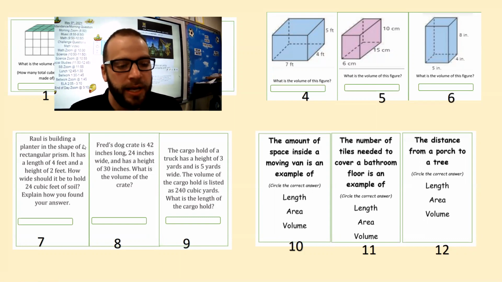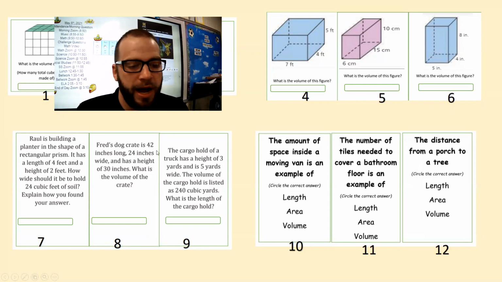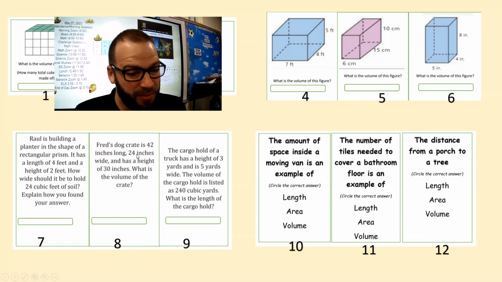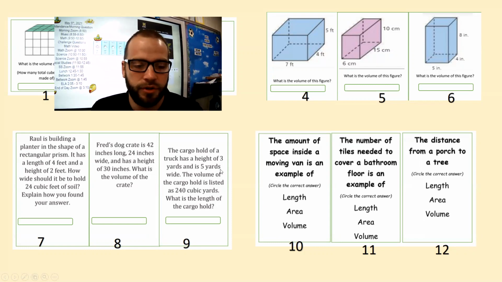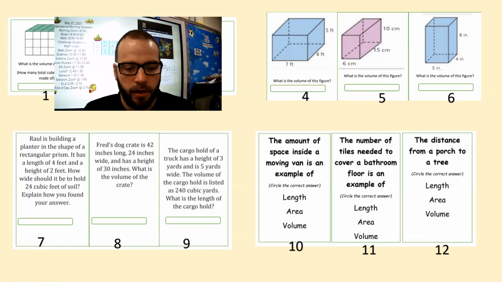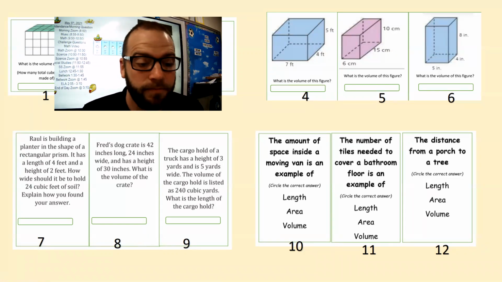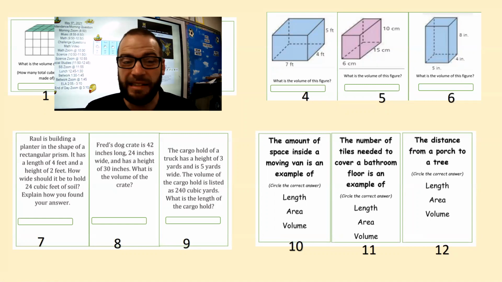Fred's dog crate is 42 inches long and 24 inches wide and has a height of 30. What's the volume? So here you're going to multiply 42 by 24 by 30. And then the cargo hold of a truck is 3 by 5. The volume is 240. What's the length? Once again, you got the missing length. You have the volume. So 5 times 3 times something equals 240. You got to find something.